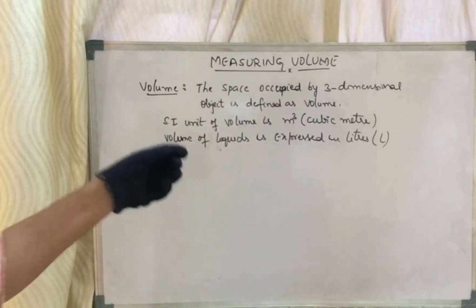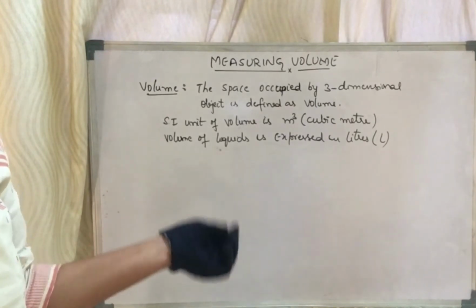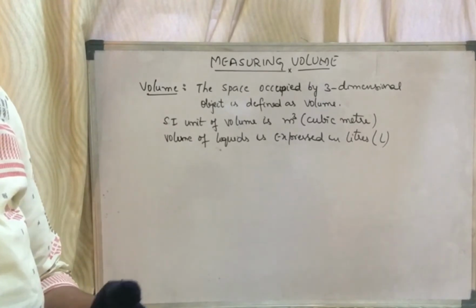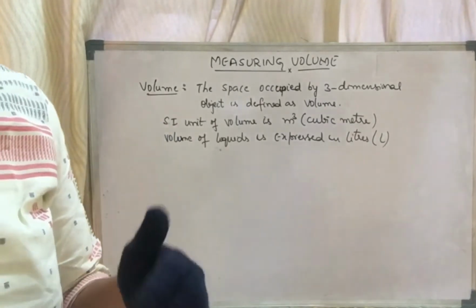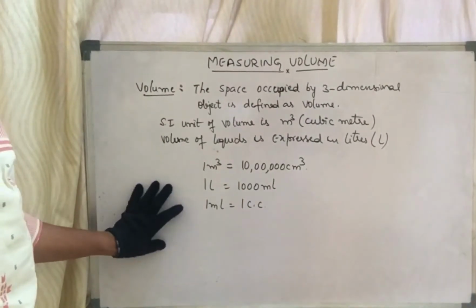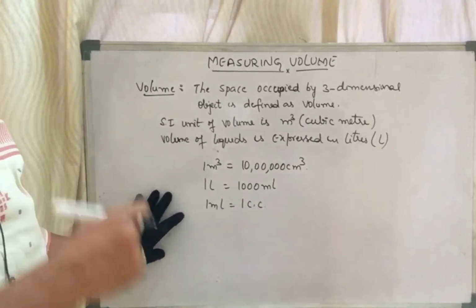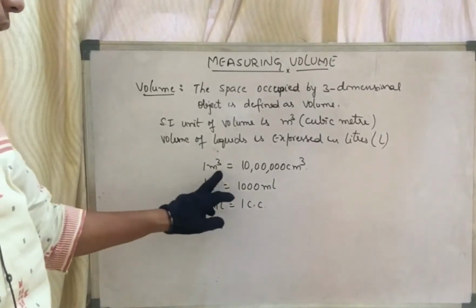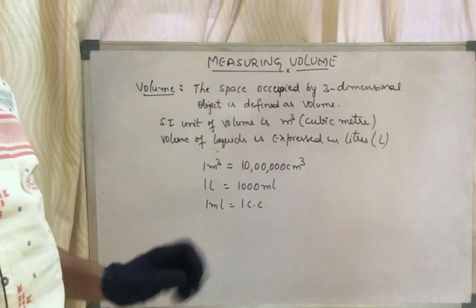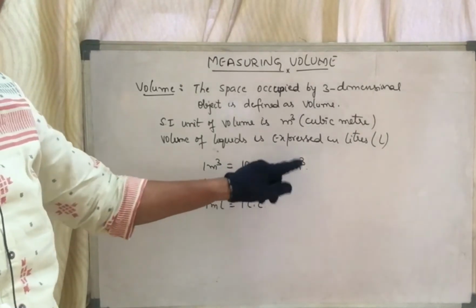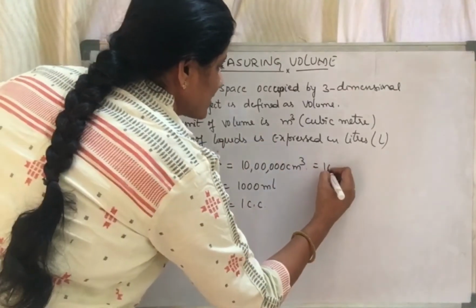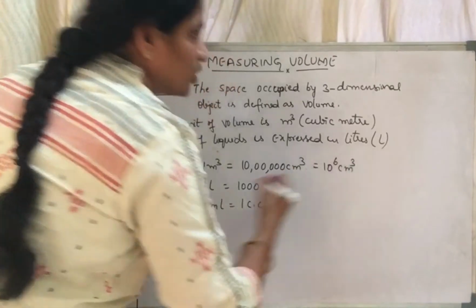Now we have a few relations with the volume. Let us know the relations which are very important. Children, you have to memorize these relations so that you will be comfortable in doing the numericals. They will be helpful in solving the numericals part. 1 meter cube is equal to 1,000,000 centimeter cube, or this can also be written as 10 to the power of 6 centimeter cube.